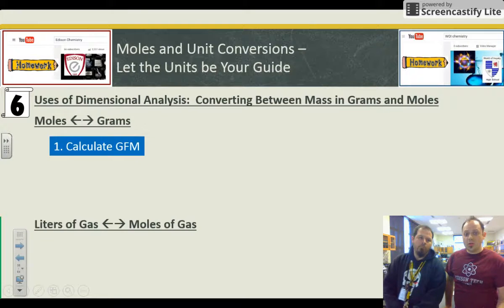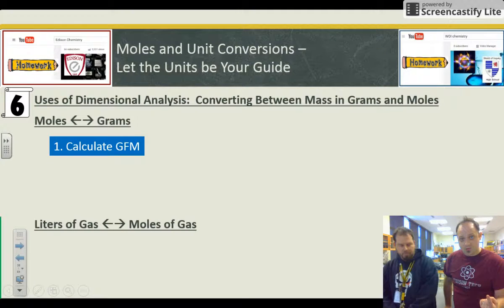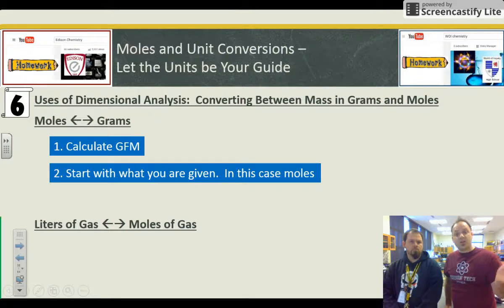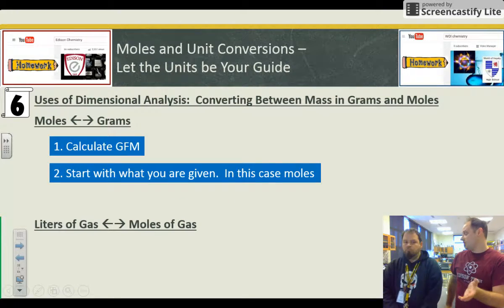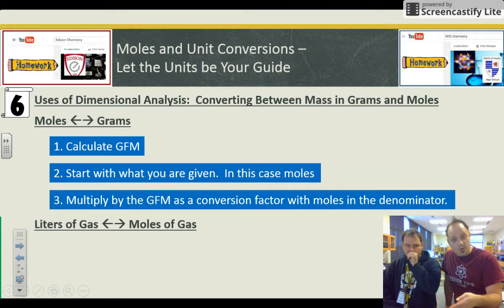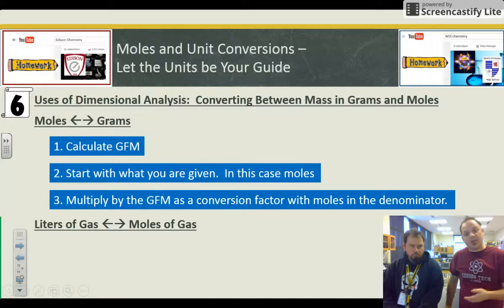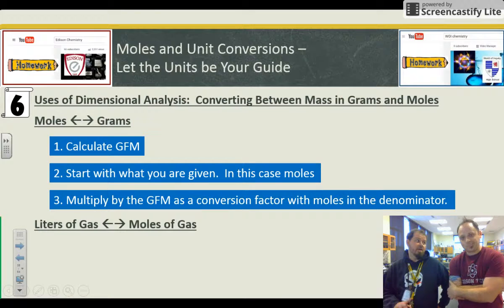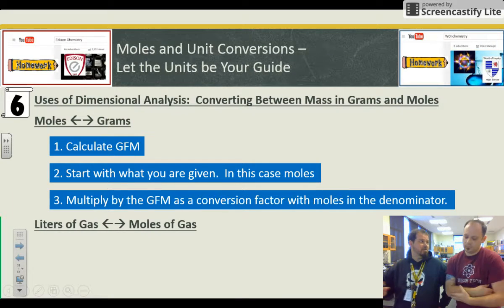So moles to grams, you always have to have your gram formula mass. Yep. So there's this tool we learned earlier. Step 2, start with what you're given. In this case, if you're given moles, so 5 moles of oxygen, how many grams does that weigh? That's the type of problem. Multiply by the gram formula mass as your conversion factor with the moles in the denominator. So the units will drop and change. Right. So the number of grams will be in the numerator. It's always per 1 mole, too. That's something else we might not have said. Gram formula mass is always per 1 mole. Right. So that number is easy because dividing by 1 is easy, multiplying by 1 is easy. That's a nice little trick in there.